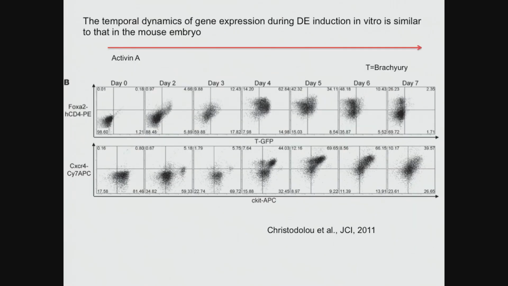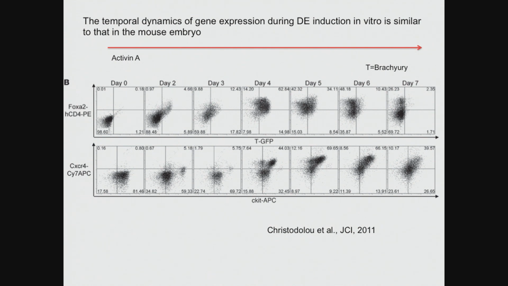And this is going back now, taking a step back to mouse. And next I'll show you the human. So this is the temporal dynamics of gene expression during definitive endoderm induction in vitro, which is similar to that in the mouse embryo. So here we have, well, let's just focus on this top line.